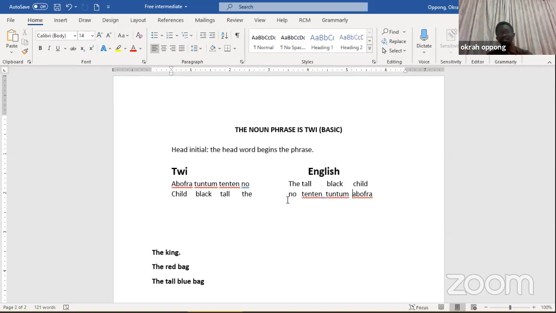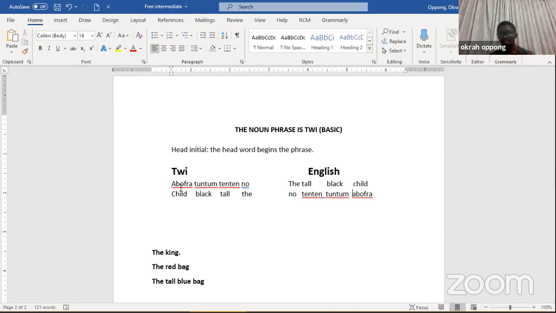So like I've said, in the noun phrase of Twi, we have the head word coming first. So people who know some linguistics will say that Twi is head initial and English is head final with regard to the noun phrase. Head final means that when you have a phrase like the tall black child in English, the head word, which is the child, will be the last word in the phrase. But in Twi, when you have the tall black child, you mention the child first, which is abofra. So the most important element comes first.